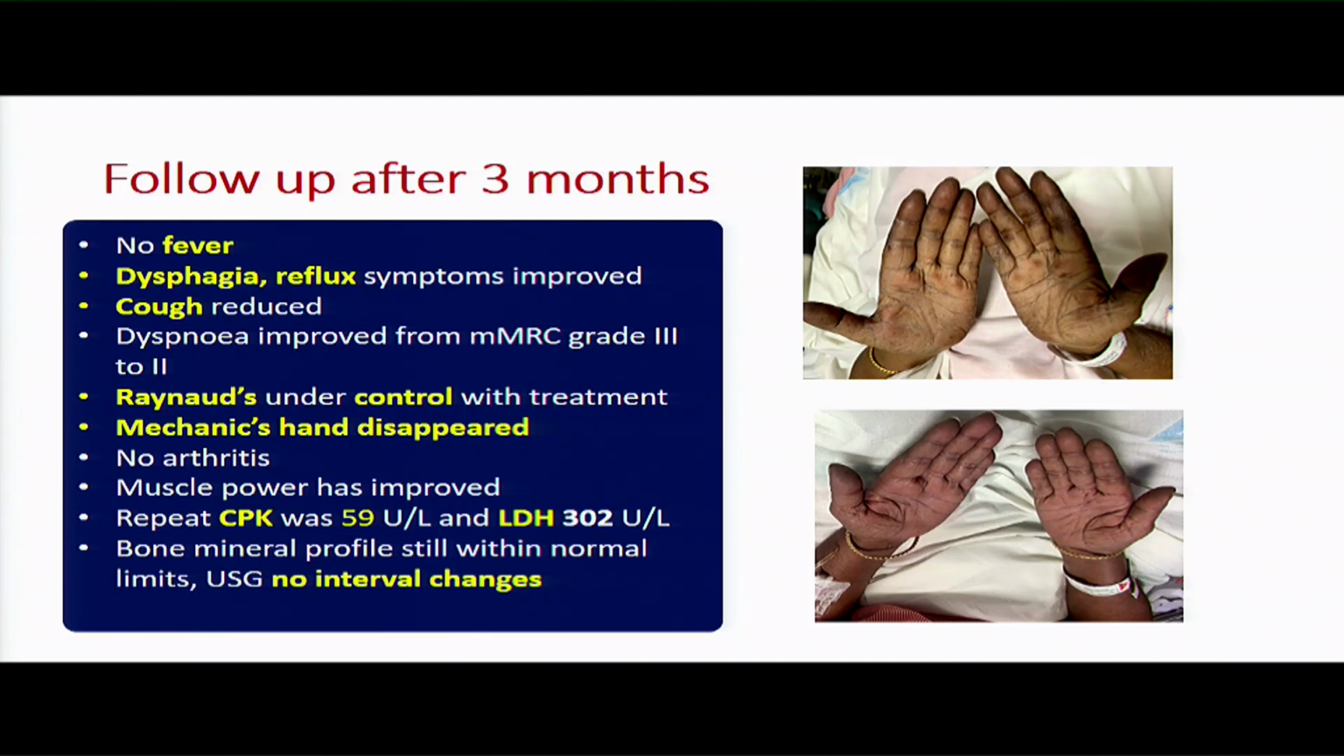On follow-up after 3 months, there is no fever, the dysphagia and reflux symptoms have improved, cough has reduced, the dyspnea scale has gone down to 2, and Raynaud's is under control, and you could see the Raynaud's phenomenon and the mechanic's hand vanishing after 3 months. There is no arthritis, and the muscle power has improved, and CPK and LDH are getting back to normal. When we screened with an ultrasound in the 3rd month, there were no interval changes, and even the bone mineral profile was fine.